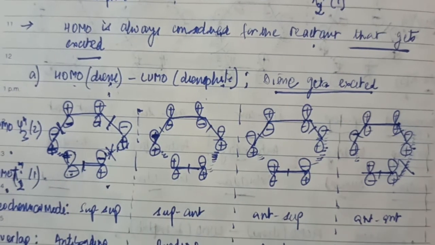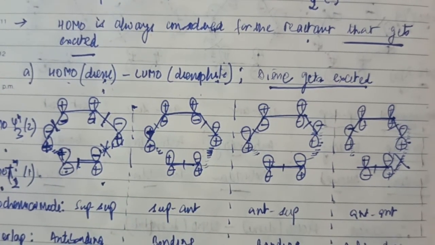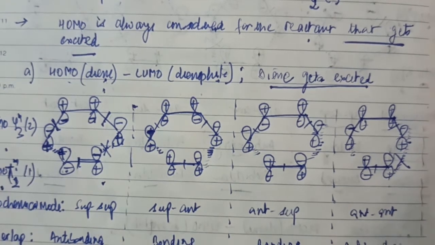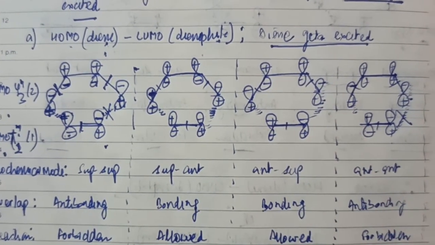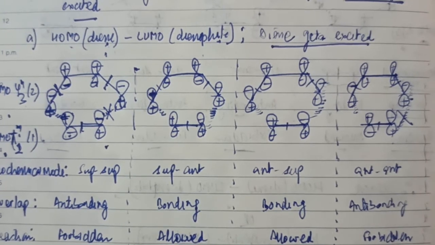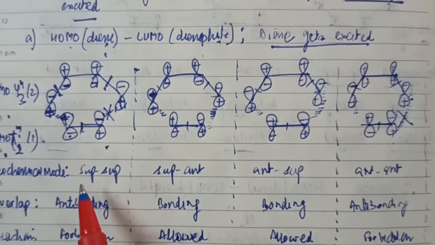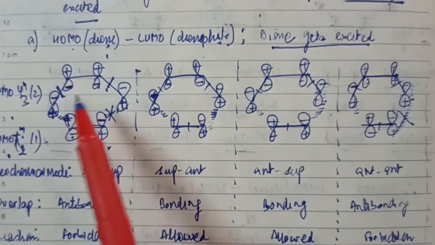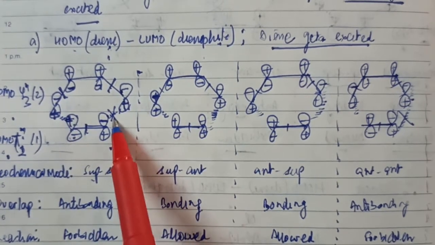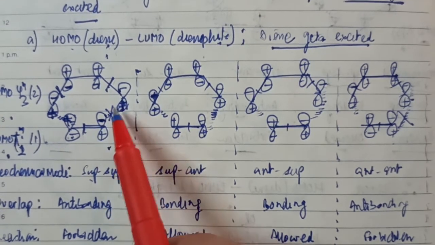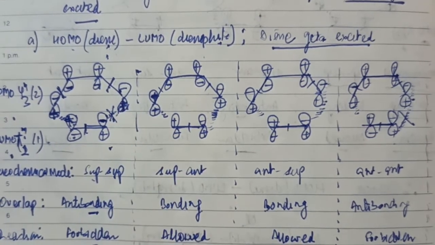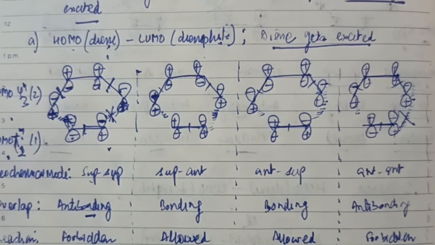And the same orbital picture would be carried for all stereochemical modes. Okay. Once it is done, let's work out the stereochemical modes and check the bonding or anti-bonding overlap. Now let's check the supra-supra interaction first. Supra on diene, supra on dienophile. Positive interacts with positive, positive interacts with negative. There is an anti-bonding overlap. Since anti-bonding overlap is there, this process is forbidden.